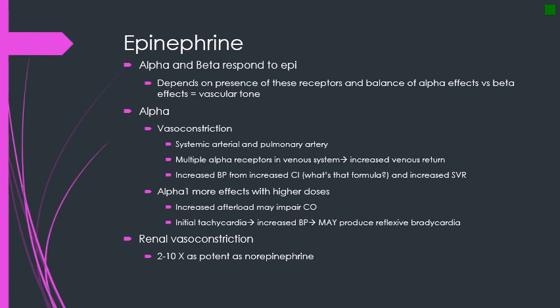Now, when you're giving your epinephrine and you increase your doses, you get more of an alpha-1 effect as opposed to your beta effects. So you can increase your afterload enough that you can actually impair your cardiac output. So you have to be very careful with balance.